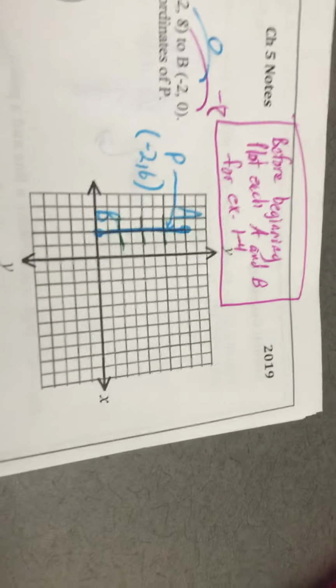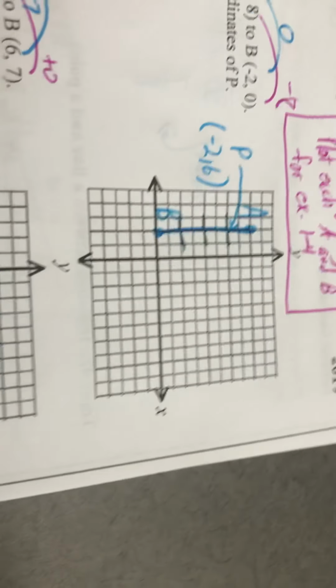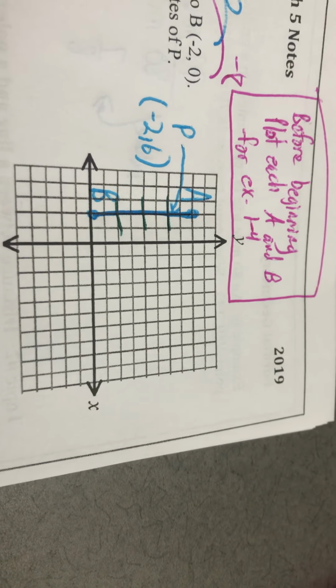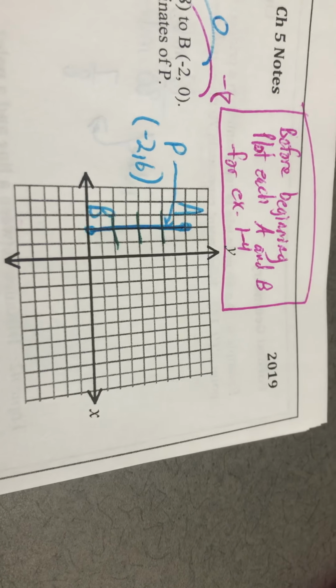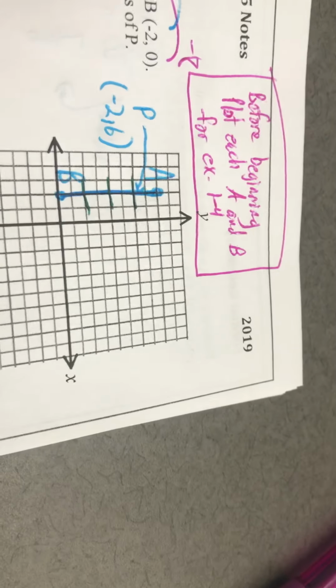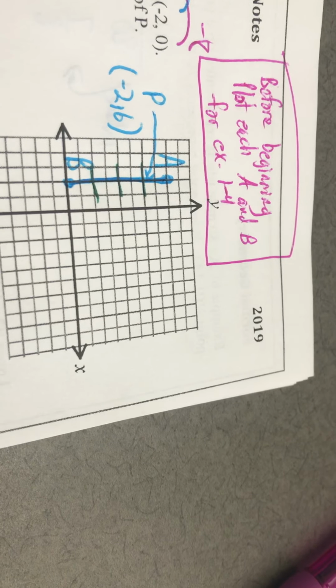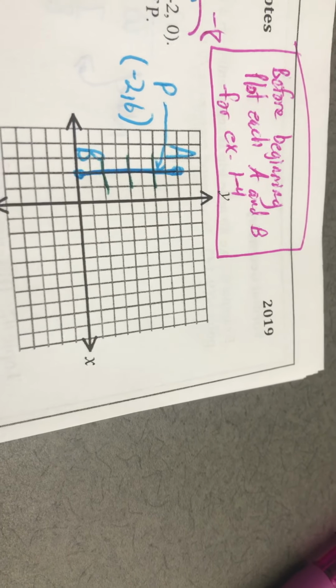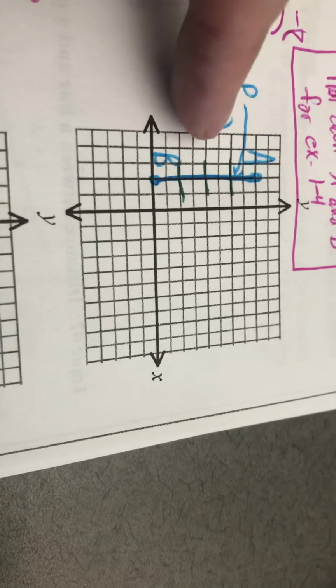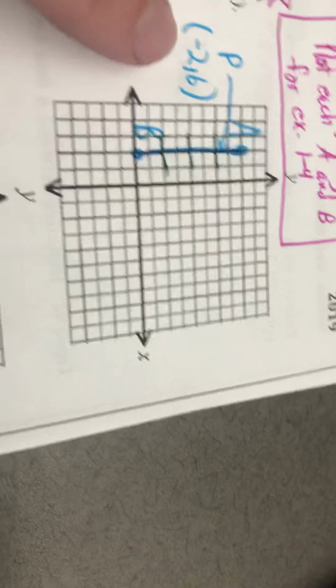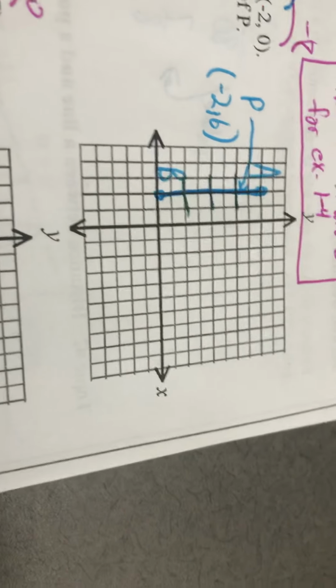Hi guys, we're going to talk about partitioning a line segment. In this first problem, we're starting at A and we're going toward B. We want to go into a ratio of 1 to 3, so that's 1/4 of the way. If I divide that 8 unit span by 4, it's going to be 2 units. So I move 2 units from A down to P, and that's going to give me a P at -2, 6.